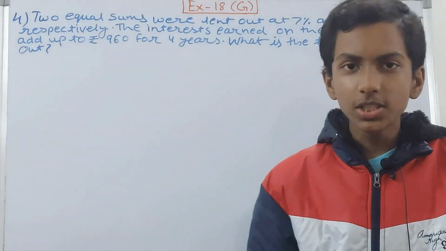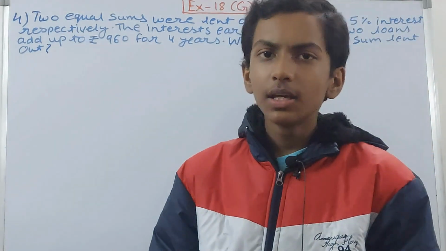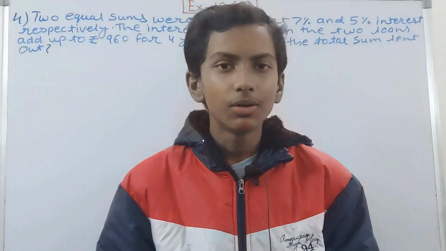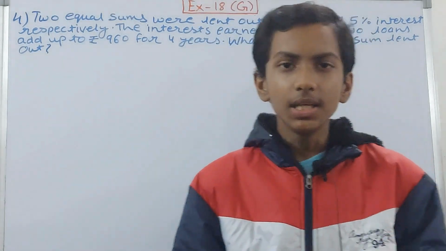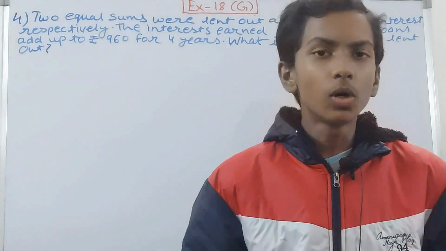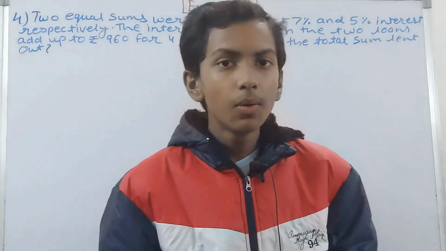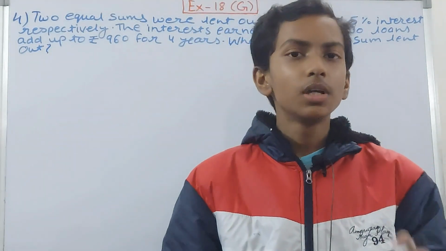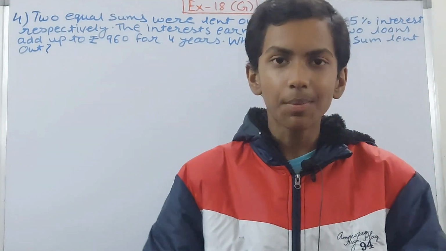Now again, it's just like the previous question. Two equal sums that were lent out are given to us. What we have to find is the total sum that was lent out. Now understand the difference between the sum and the total sum. Two equal sums, this means what? Suppose 1000, just like the previous question, was lent out. So 1000 at this much interest, 1000 at this much interest separately.